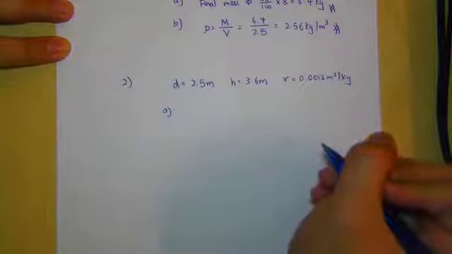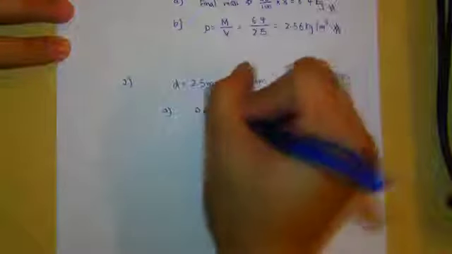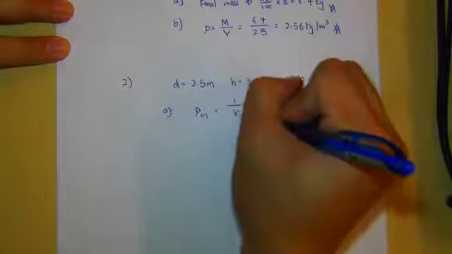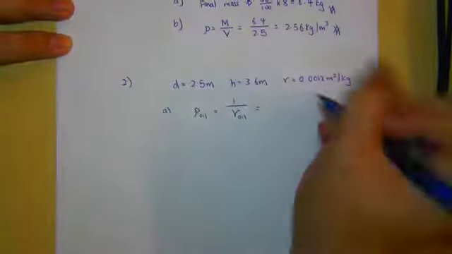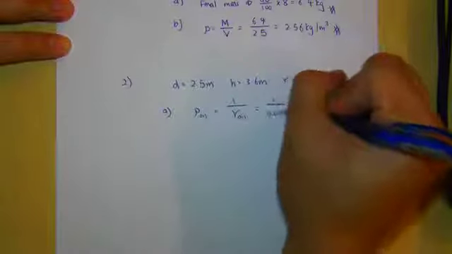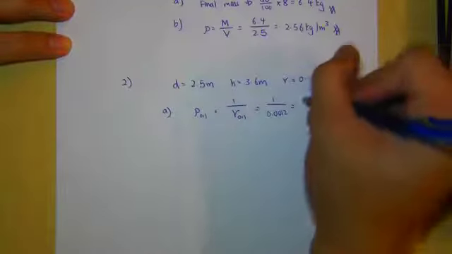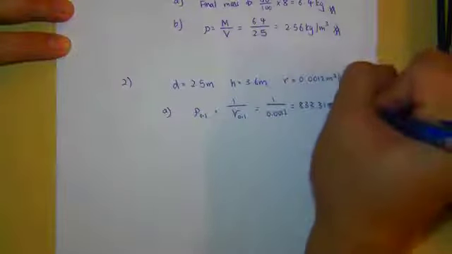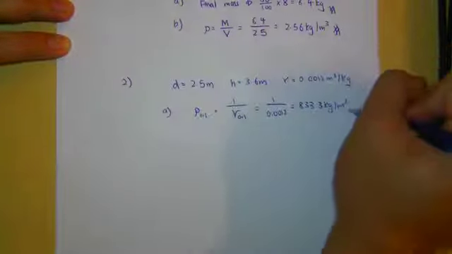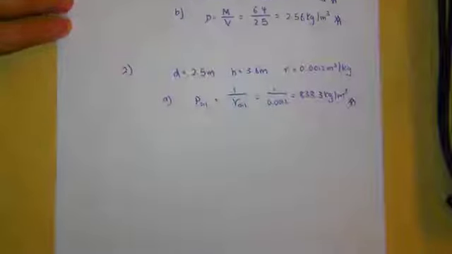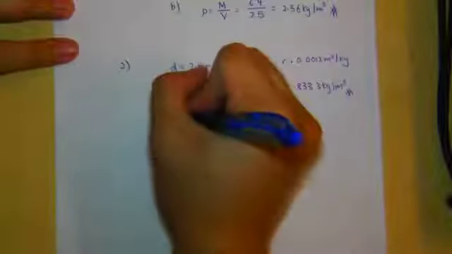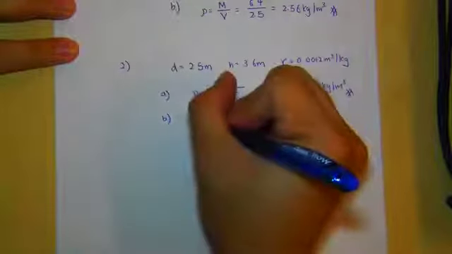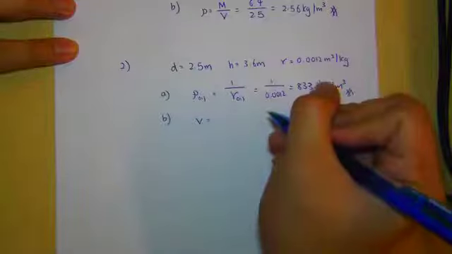Okay, so to determine the density, again we can use the formula. Density of the cooking oil is equal to 1 over specific volume of the cooking oil. So this is simply 1 over 0.0012, and this will give us 833.3 kg per meter cube. Okay, B, determine the volume of the cooking oil in the storage tank. So in this case, the volume is only dependent on the container itself.